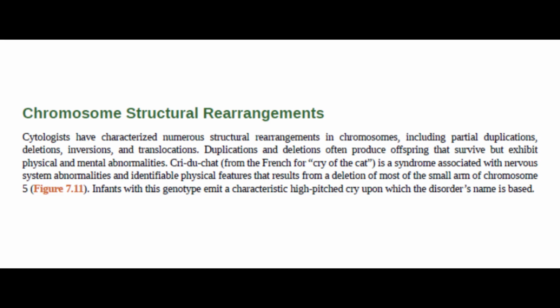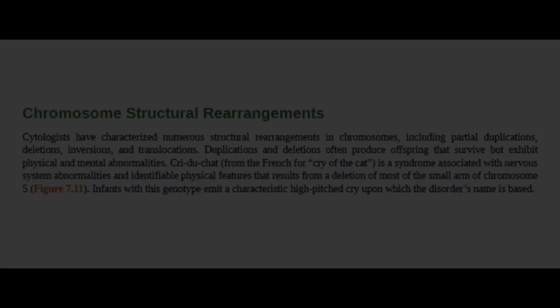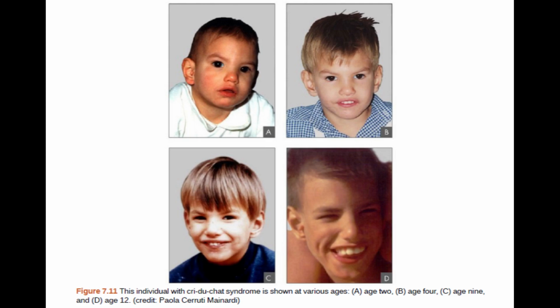Cri-du-chat, from the French for cry of the cat, is a syndrome associated with nervous system abnormalities and identifiable physical features that result from a deletion of most of the small arm of chromosome 5. Infants with this genotype emit a characteristic high-pitched cry upon which the disorder's name is based. Figure 7.11. This individual with Cri-du-chat syndrome is shown at various ages: A, age 2, B, age 4, C, age 9, and D, age 12.